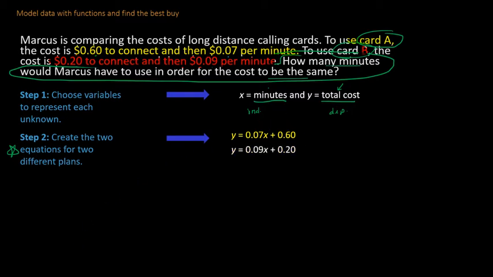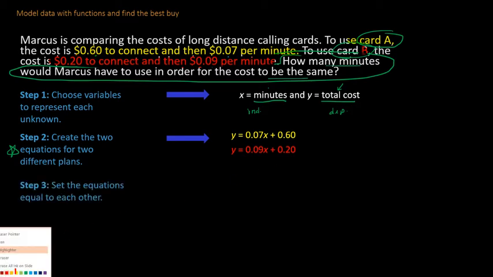Similarly, I can create an equation for card B. Remember, it says card B, the cost is 20 cents to connect. That's what you see represented here, just a flat 20 cents. And I'm trying to compute y, total cost, and then it says 9 cents per minute. So I'm going to take 9 cents and I'm going to multiply it by x, the number of minutes I'm on the phone for. If this doesn't make sense yet, I recommend pausing the video, taking a moment just to review, maybe even rewind and re-listen to it. I want you to really understand why these equations make sense for this situation.